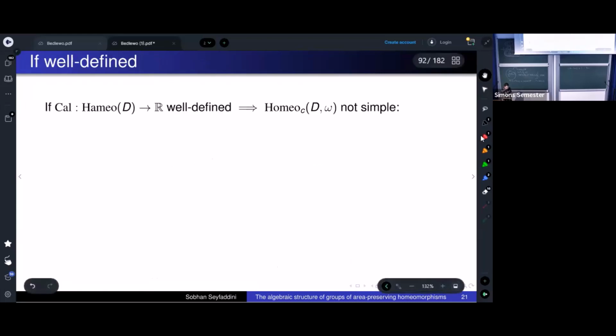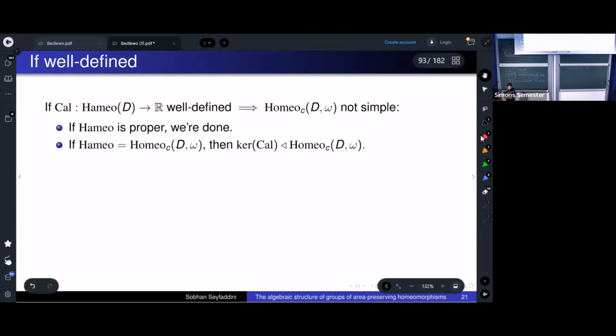Suppose you actually extend Calabi to Hameo via the definition I put on the previous page. Let's just assume it's well defined. Then you have an answer to Fathi's question: the group is not simple, for the following simple reasoning. If Hameo is proper, as was originally the hope, good, you're done. You have a proper normal subgroup. If it's not proper, then it's the whole thing. You've extended Calabi to the whole group, and you have a kernel. So then you're done again. This was the logic behind this approach suggested by Fathi.